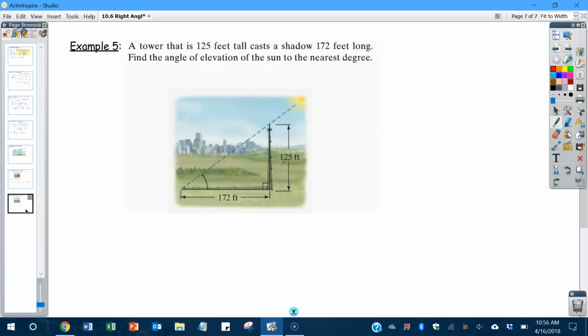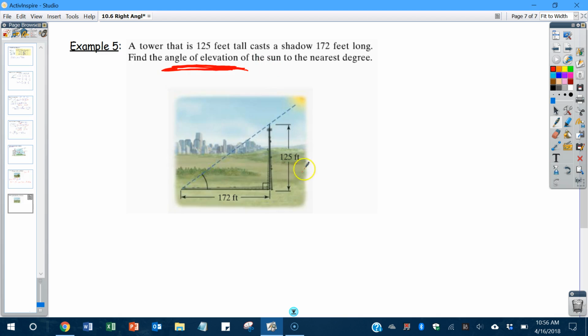Okay, here's a similar problem where we have a tower that is 125 feet tall. We just know that. Somebody probably built it and knows how tall it is. And it casts a shadow that's 172 feet long. And then the question is, find the angle of elevation of the sun to the nearest degree.